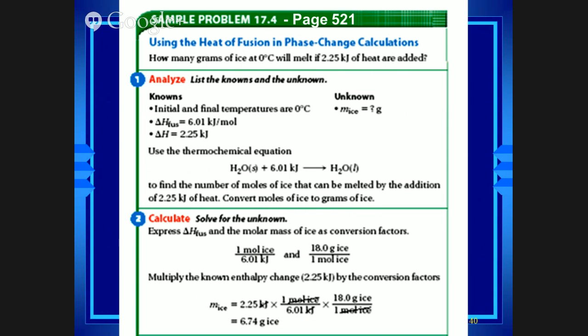So here's an example problem that you may just want to write down. How many grams of ice will melt if 2.25 kilojoules of heat are added? So we go back and look at our unknowns. We have the delta H, that would also be Q, 2.25 kilojoules. We are given, or you might have to look up in the book if you were doing a problem out of the book, 6.01 kilojoules per mole. What we don't know is how much ice will melt. That's the question. How many grams of ice will melt?